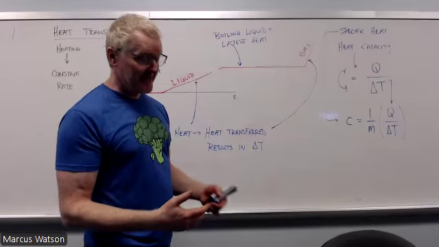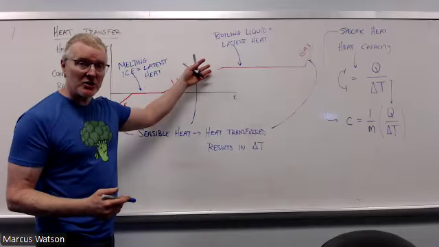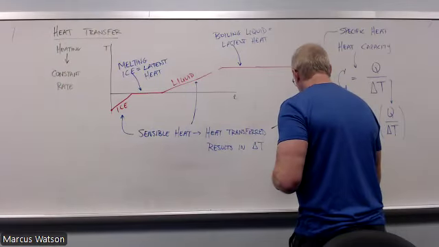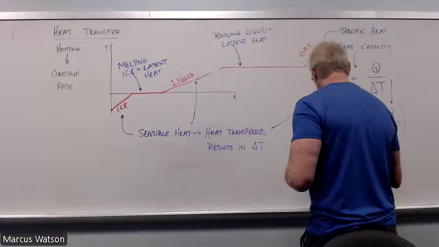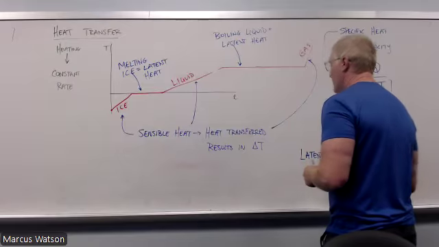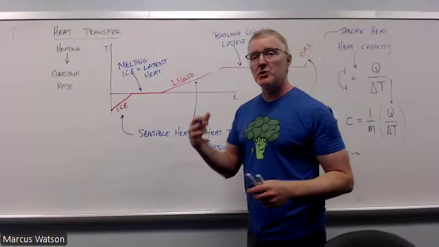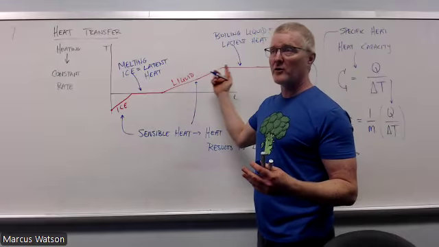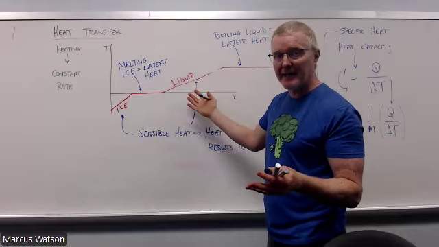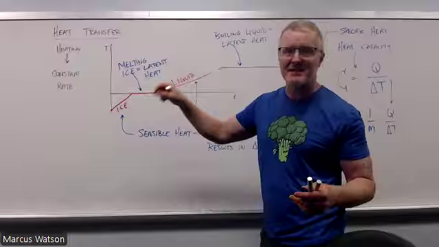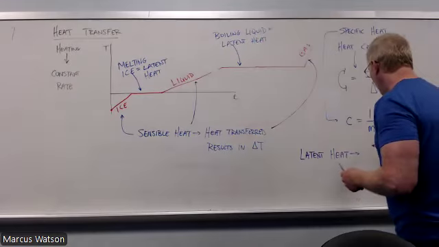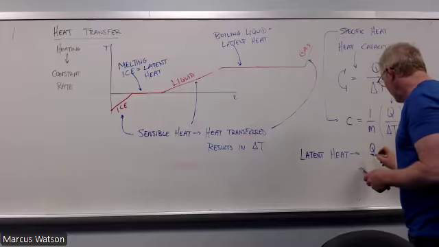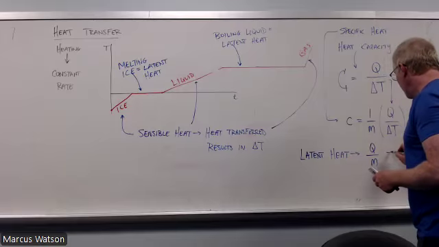When we talk about latent heat, that's a situation in which the temperature does not change, so there's no delta T associated with it. Latent heat here is described simply by how much energy you have to put in to change the phase. In other words, from liquid to solid, or from liquid to gas, or whatever you like. How much energy does it require per mass to change that? This is the amount of energy per mass to change phase.